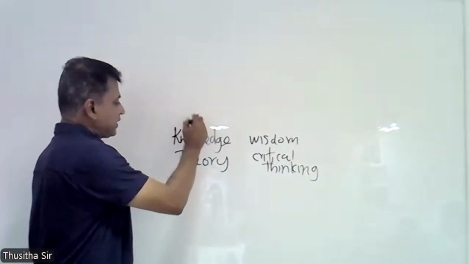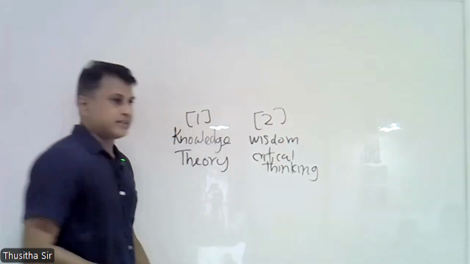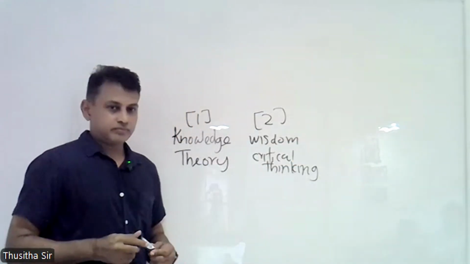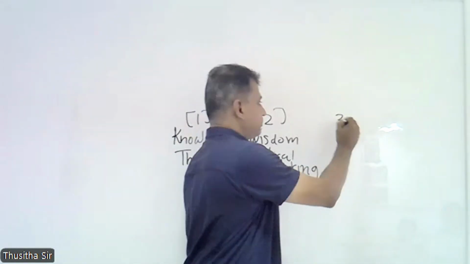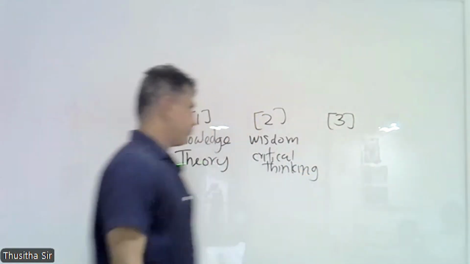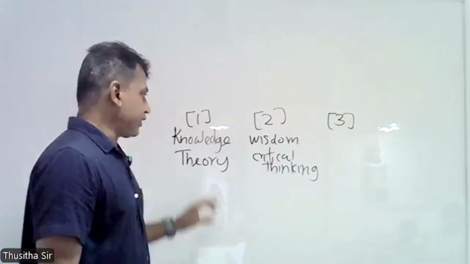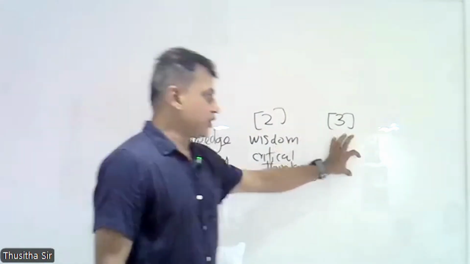So the first component is the knowledge. The second component is the critical thinking. That means wisdom. Right? The third one, I will tell you later. So now I am going to introduce what this theory is. So what is critical thinking?